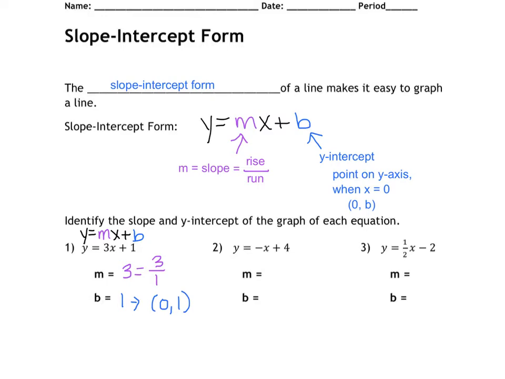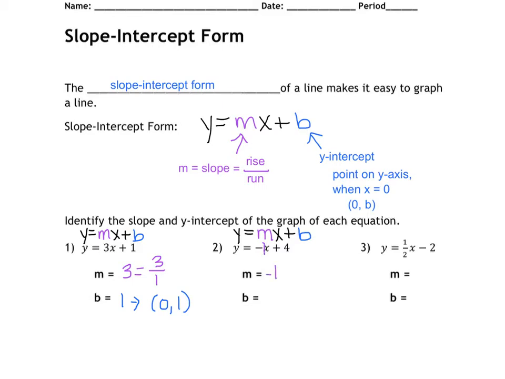Now let's look at our next example, number 2, y equals negative x plus 4. Again, we're going to use our formula, y equals mx plus b. Our m stands for our slope, and our b is our y-intercept. Let's identify our m. Your m is always the number before the x, and if you notice it says negative x. And remember, when you have a negative x, the number in front of the x is 1. So your m is equal to negative 1.